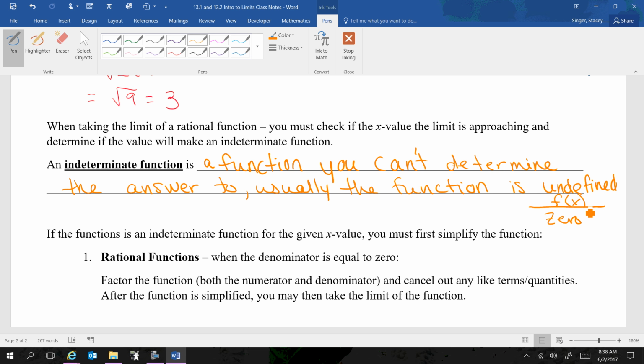So after you simplify the function, then you plug in and figure out your answer. Okay, so it's just an extra step. Not a hard step, as long as you can factor. If you can't factor, then you're in trouble. Okay? Alright.